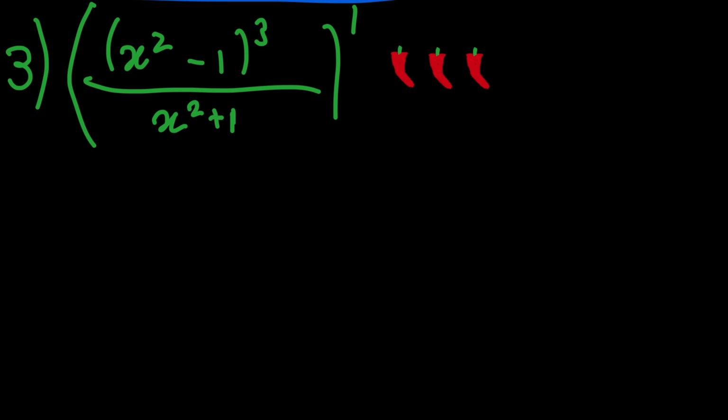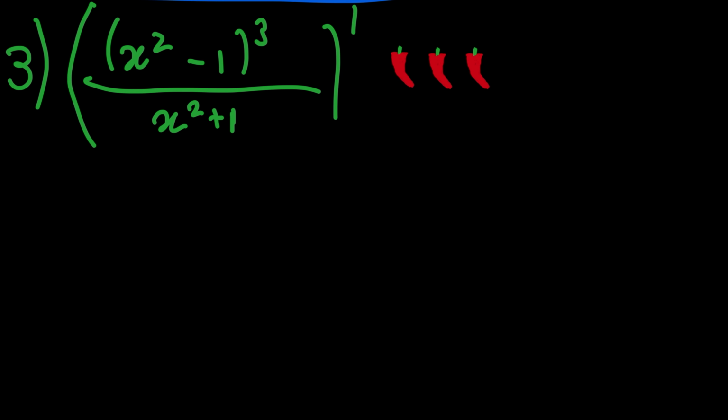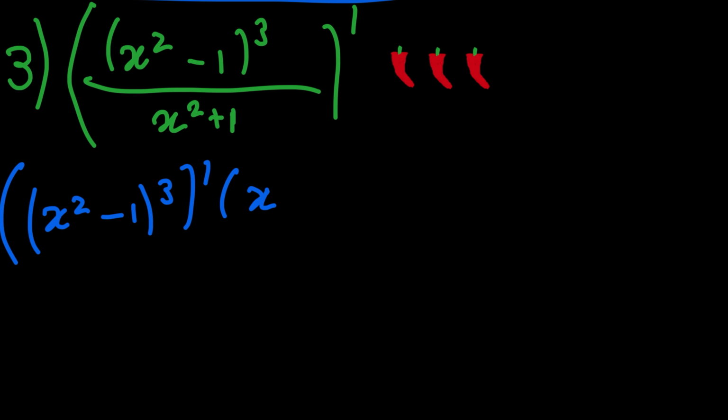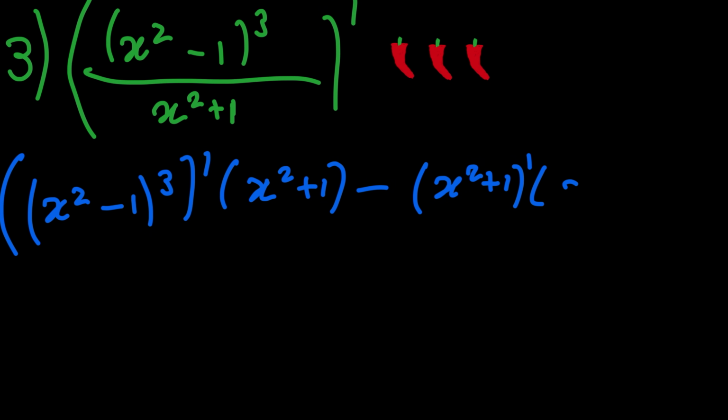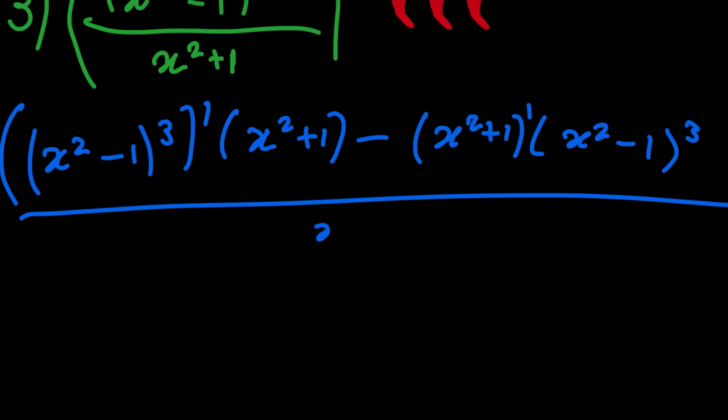Okay, let's set up, the first thing we need to do is we need to set up quotient rule, right? So let's set up quotient rule first. Okay, so we have x squared minus 1 cubed, and we take the derivative of that, times x squared plus 1 minus, always minus, x squared plus 1 prime times x squared minus 1 cubed. Okay, and then we divide that by x squared plus 1 whole squared.